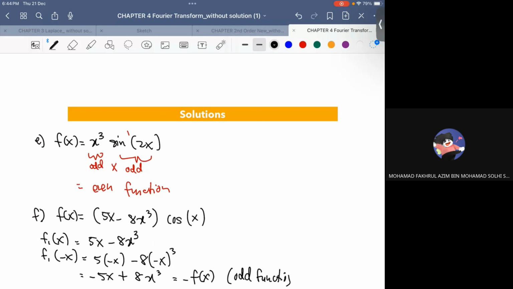And the cos function, cos is always an even function. So odd function multiplied by even function, the result is an odd function. So f is an odd function.